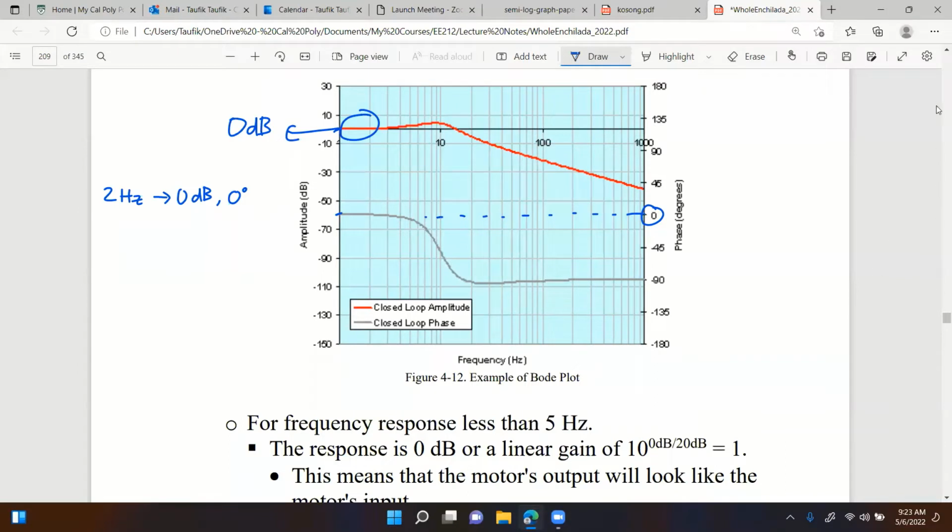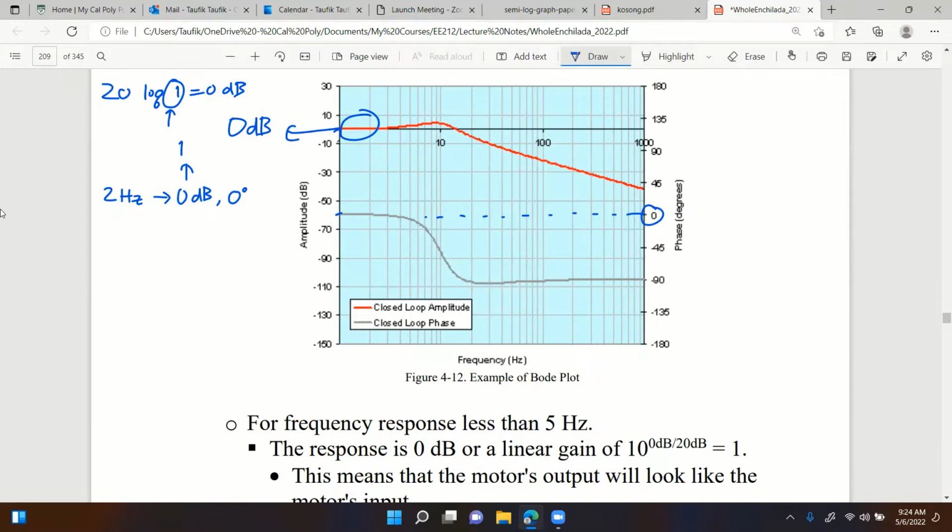What does that mean? That means if you put in 1 volt at 2 hertz into this motor system, the motor will output 1 volt as well, because 0 dB corresponds to a linear gain of 1. Remember that, 20 log of 1 is equal to 0 dB. So 0 dB corresponds to V out over V in equals 1. If you put in 1 volt, you get 1 volt out. So the gain is equal to 1, or 0 dB.